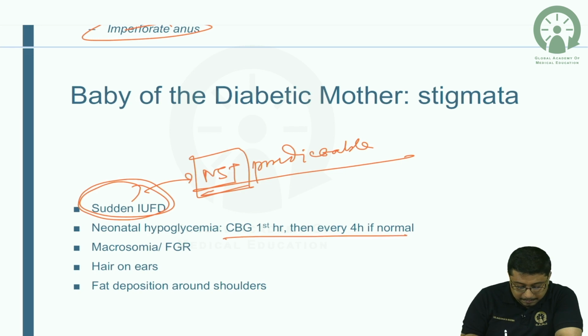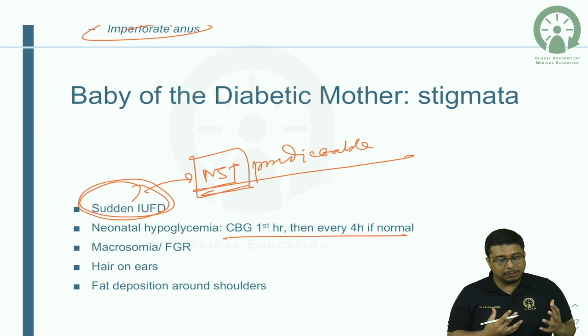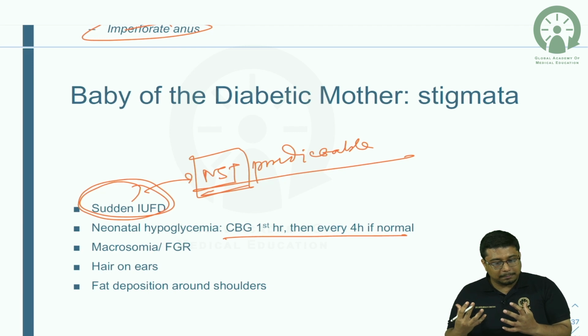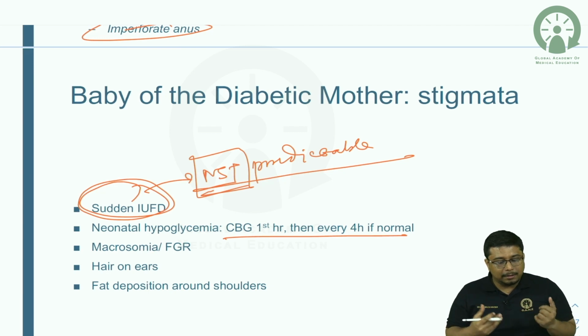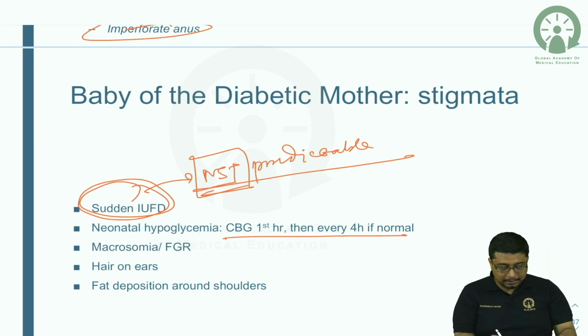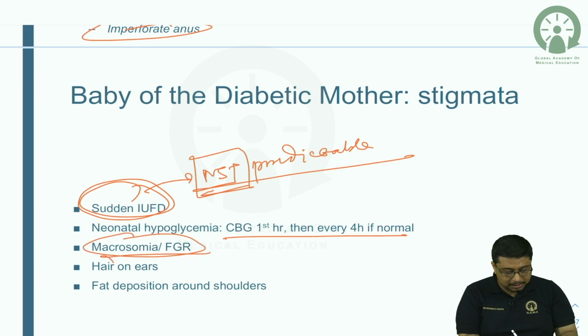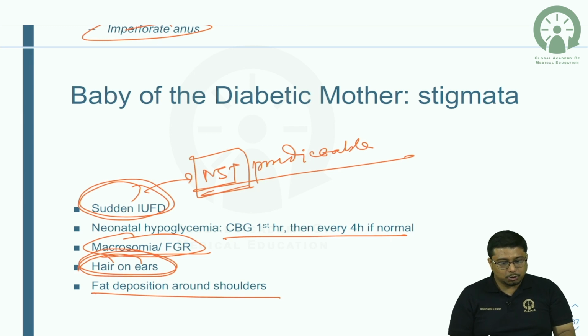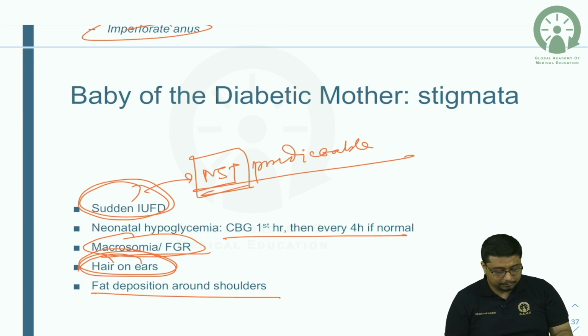And the baby is habituated to a higher glucose load from the mother, and so the baby has higher insulin. Now once the baby is out, there is higher insulin but no high sugar, so there is neonatal hypoglycemia, right? Macrosomia or FGR both can happen. Remember, this I have already explained. Hair on ears is a very typical feature of a baby of a diabetic mother, and fat deposition around the shoulder leads to shoulder dystocia, like difficulty in delivery of the shoulder.